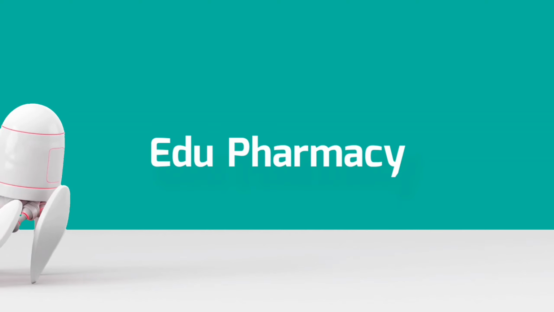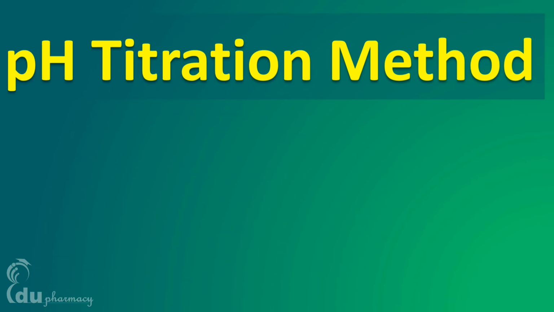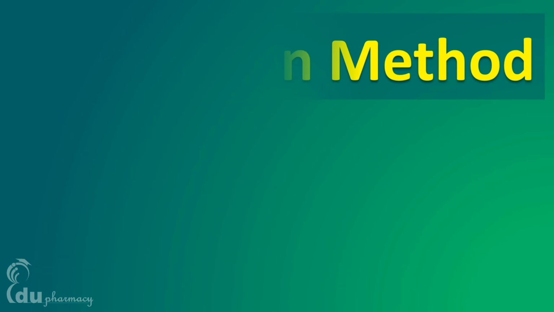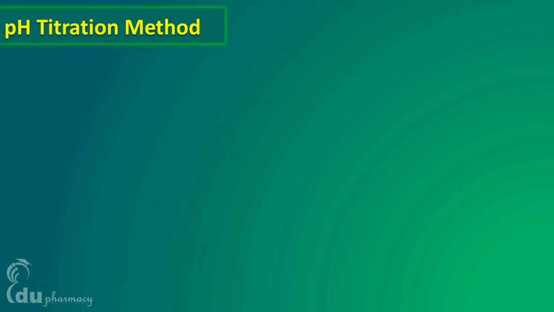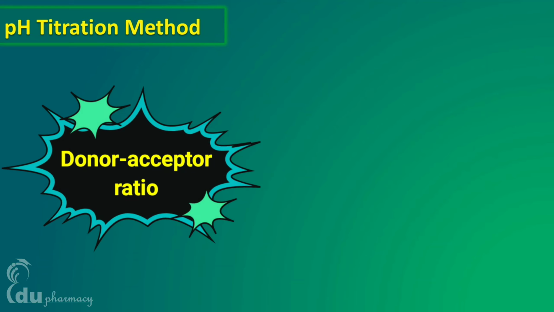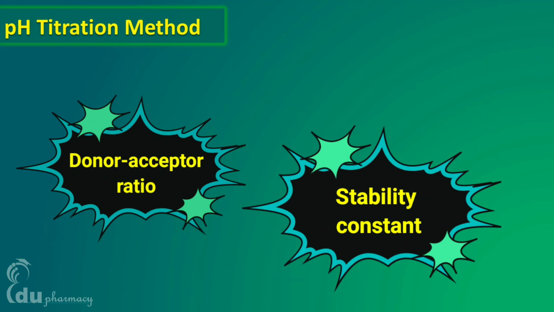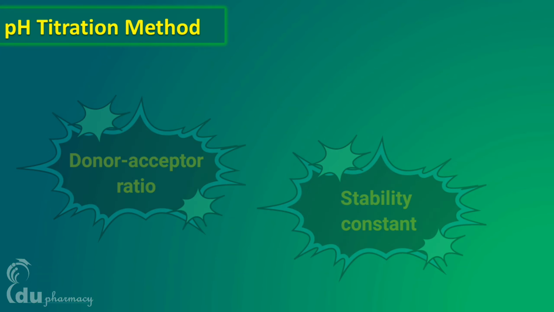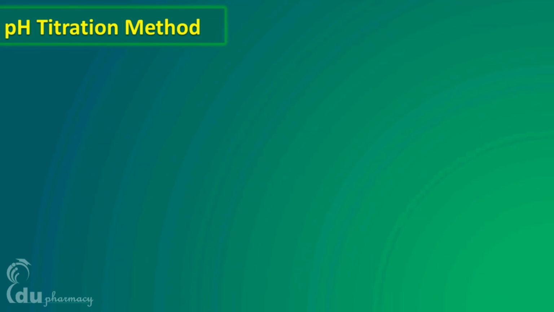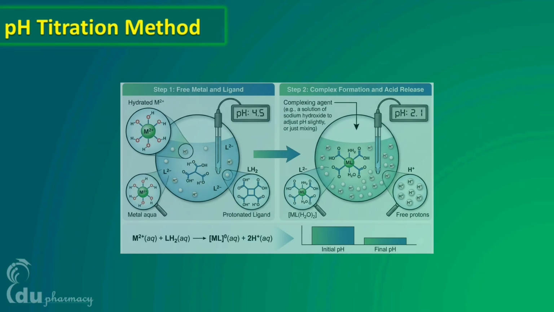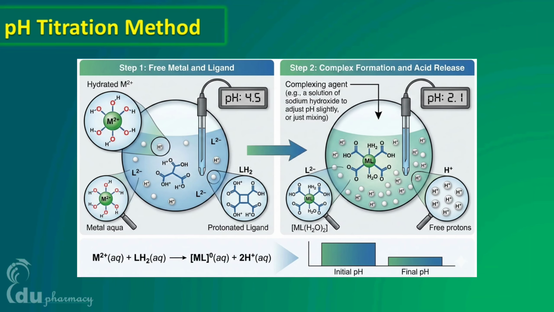In today's video, we are going to discuss an important experimental method used in coordination chemistry and pharmaceutical analysis, which is the pH titration method for the study of complexes. If you are working with metal ligand systems and want to determine the donor-acceptor ratio and the stability constant, this method becomes extremely useful, especially when complex formation is accompanied by a measurable change in pH.